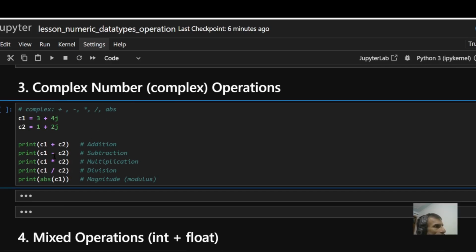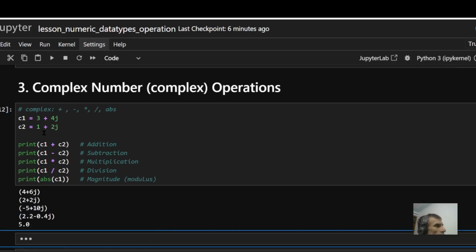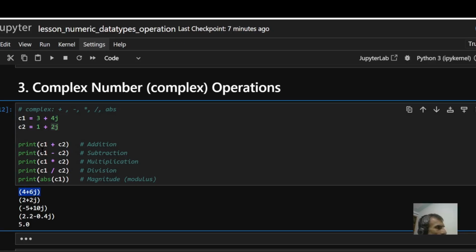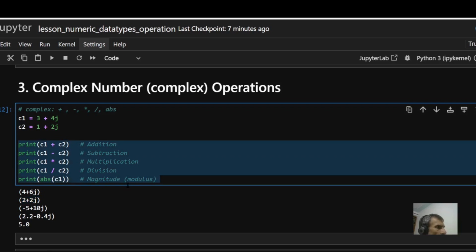If you add these numbers together, some of you who come from a technical background will recognize what's happening. When you add the numbers, your real parts, 3 and 1, get added, and 4j and 2j get added, and the answer is 4 plus 6j. Same thing when you do subtraction: your real and imaginary parts get subtracted separately, and the answer is 2 plus 2j. And same thing with your multiplication, your division and your magnitude. It performs all these operations for you.